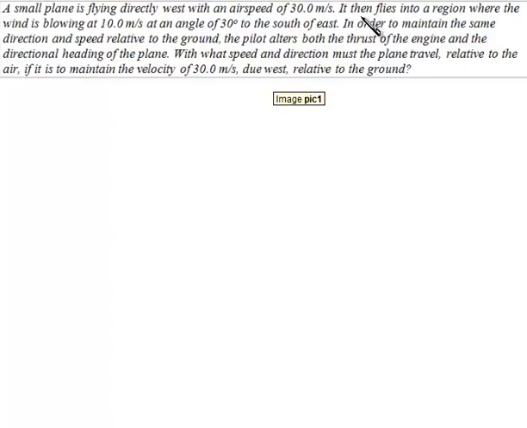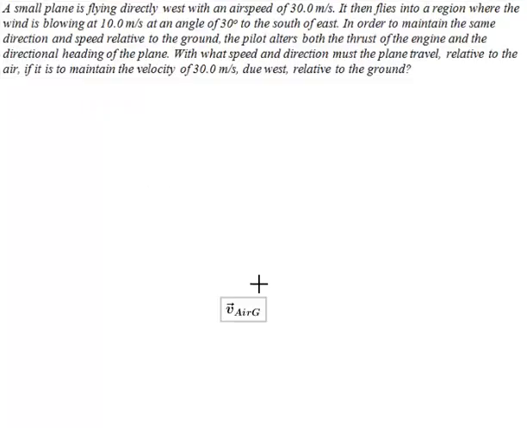However, afterwards, the pilot enters a region where the wind is, where the air is moving at 10 meters per second and at an angle of 30 degrees south of east. So this now is of course the velocity of the air relative to the ground. So our symbol for that will be this right here, the velocity of the air relative to the ground.